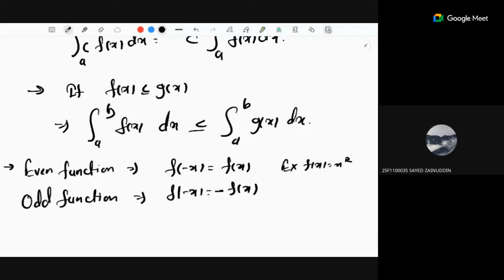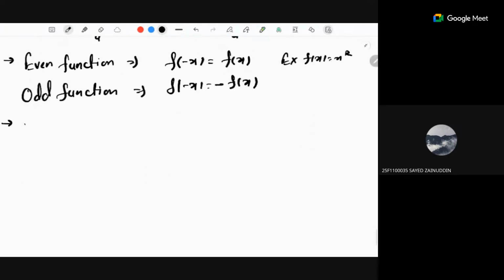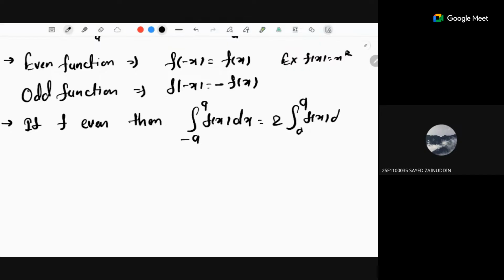With respect to even and odd functions, we have a property which says that integration minus a to a f of x dx is equal to twice integration 0 to a f of x dx. So I'll write it down. This property says that if f is even, then integration minus a to a f of x dx is equal to twice integration 0 to a f of x dx. And if f is odd, then integration minus a to a f of x dx is equal to 0. Okay, so these are important properties about f being even or odd.